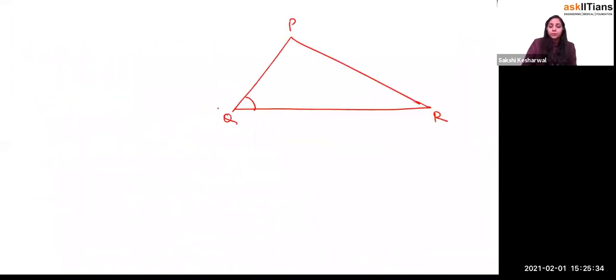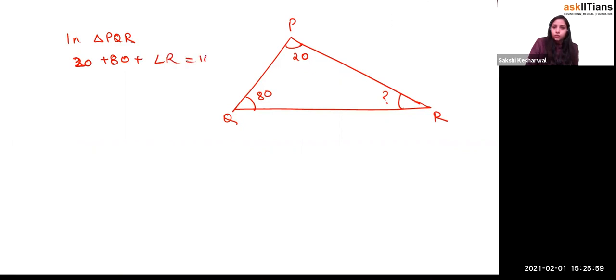So if you see this, let us suppose I made a triangle and this angle is 80 degree, this angle is 20 degree. What is this angle, right? How can you find the third angle if you have two angles? So in triangle PQR, 20 plus 80 plus this angle R is equal to how much, beta? 180 degree. 80 plus 20 is what? 100, and 180 minus 100 will give you what, beta? That's the angle R. So angle R will be equal to 80 degree, right?